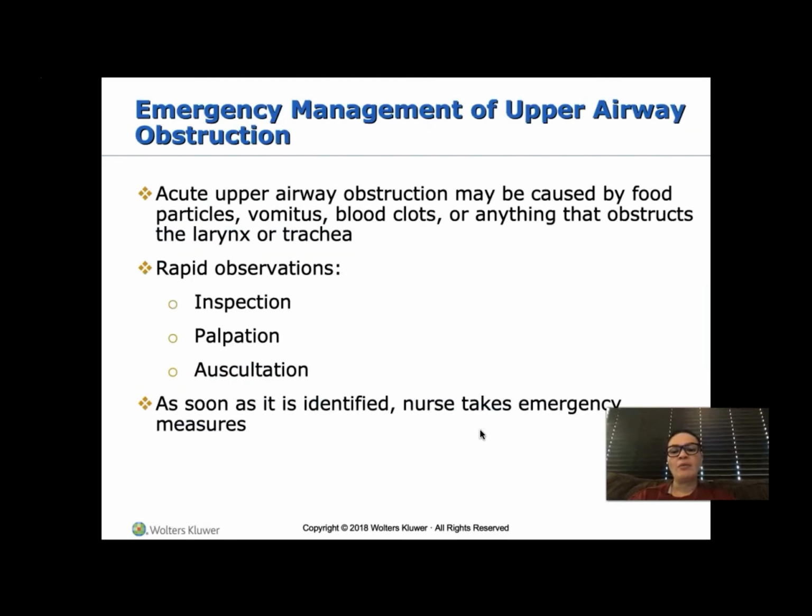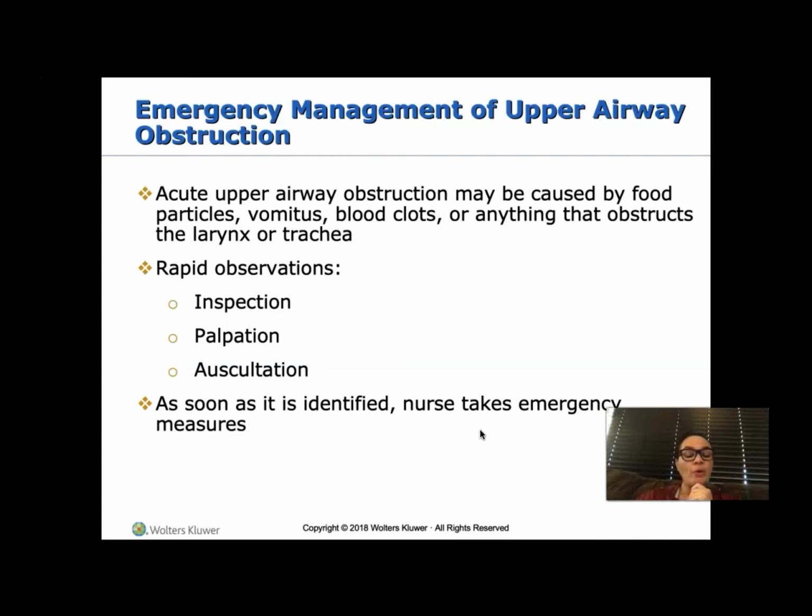All right, emergency management of upper airway obstruction. So, an acute upper airway obstruction caused by food particles, vomitus, blood clots, or any obstruction of the larynx and trachea. Why I brought this up is one of the biggest causes here, and acting can prevent the patient from stopping breathing. Also, it can prevent what? Pneumonia, an aspiration pneumonia, from not being able to breathe at all.